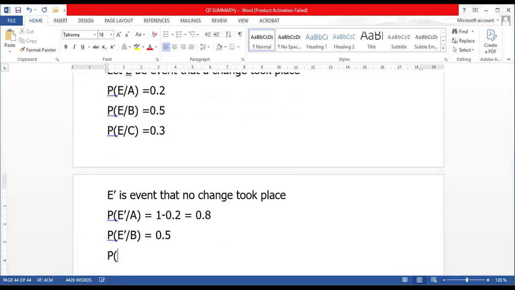Then here it is also this one. This is 1 minus 0.3, which is 0.7.